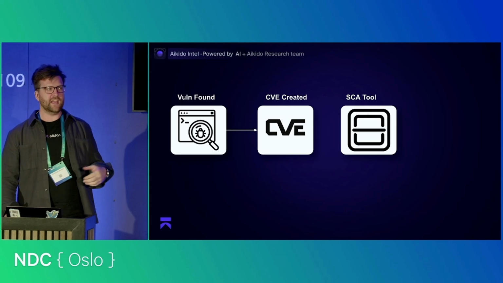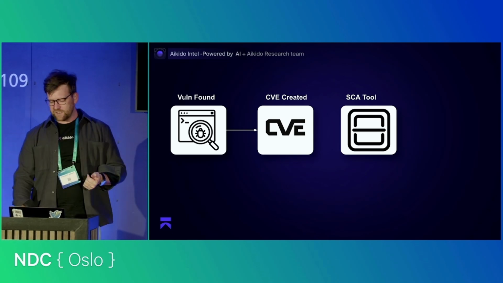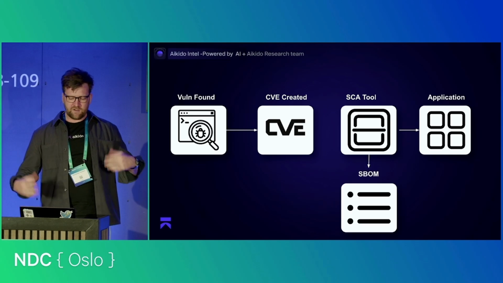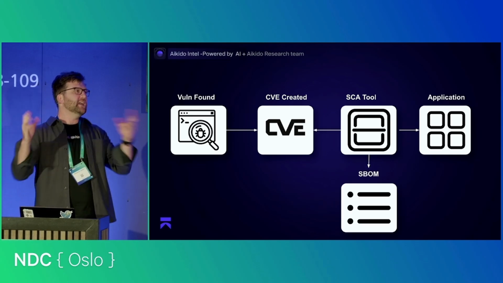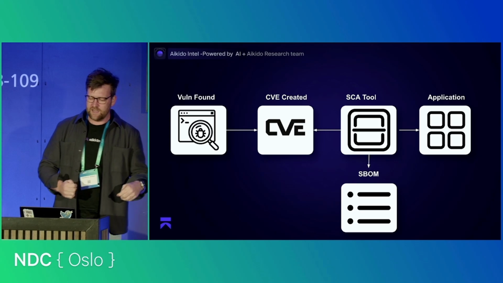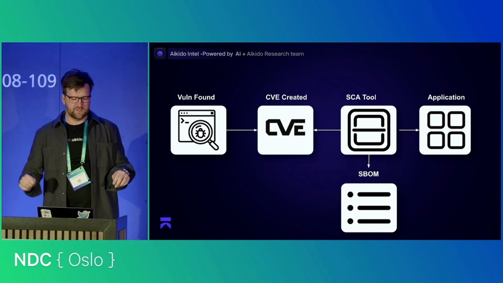We then usually have a tool called SCA, Software Composition Analysis. It looks inside our application, maybe it creates something like an SBOM, and it checks to say, hey, are we using any of these vulnerable components that are in these databases. That's how it works at the moment.